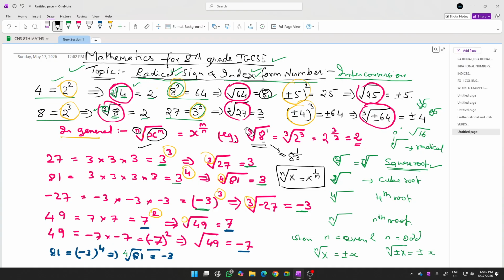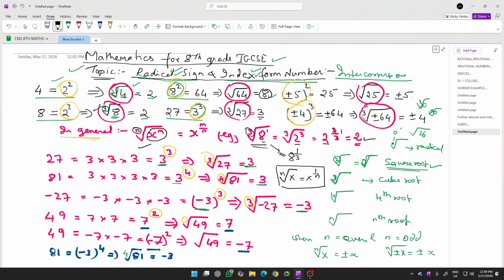So if I write cube root of 8 as cube root of 2 raised to 3, then first you have to write this 2 and then this 3. So it will be raised to 3 upon 3, and the 3 will cancel and it will become 1. So this will end up with 2. So cube root of 8 is nothing but 2.